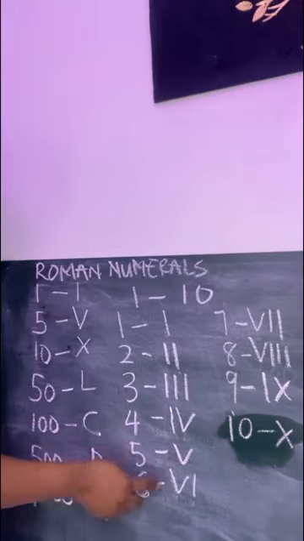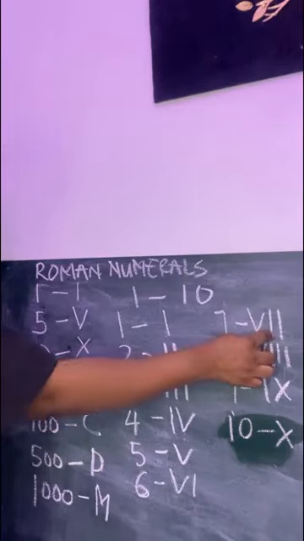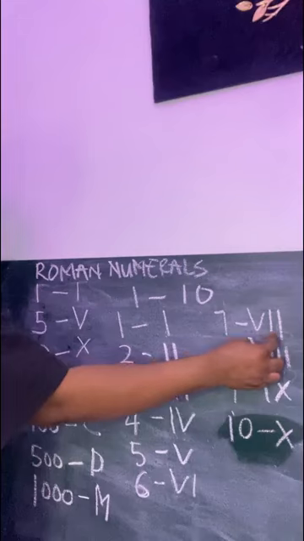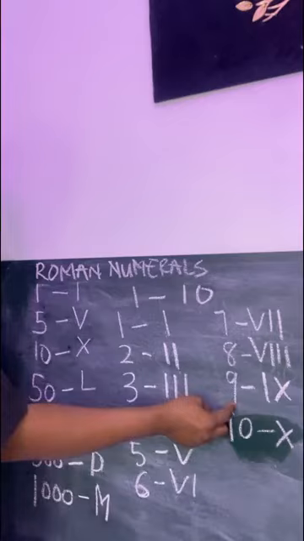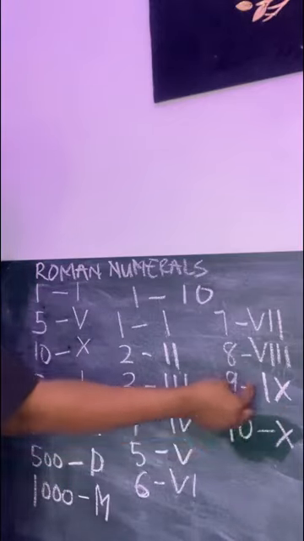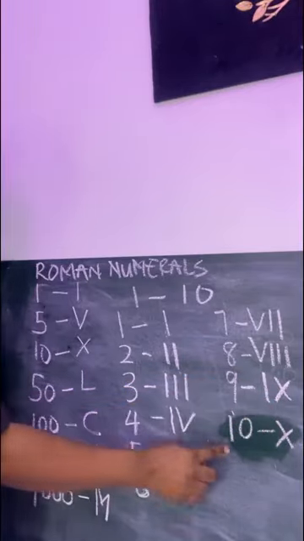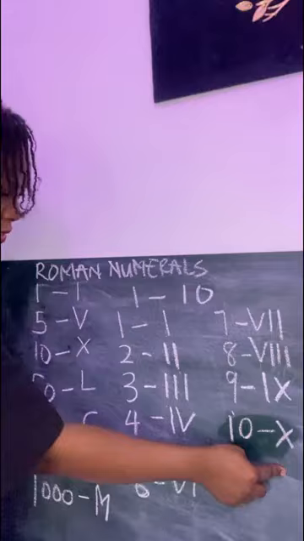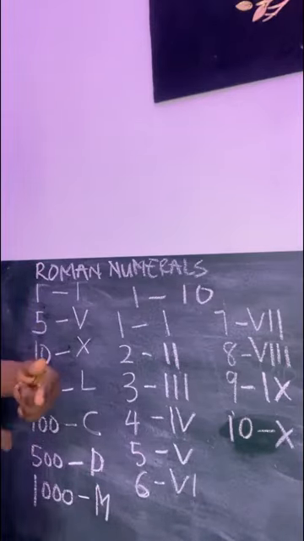Our 5 is V. Our 6 is VI. Our 7 is what? VII. Our 8 is what? VIII. That is 5, 6, 7, 8. Our 9 is what? IX. Remember, I coming before X, which is 10. That is 10 minus 1, making 9. And our 10 is what? 10 is X. So with the knowledge of this, we can always navigate whatever question, whatever figure we are given to translate into Roman numerals.